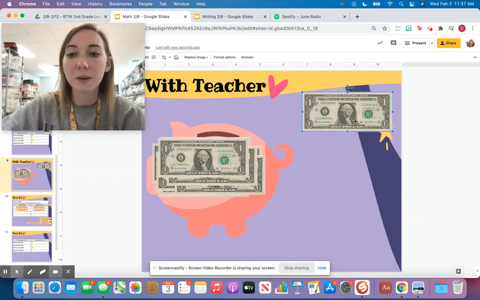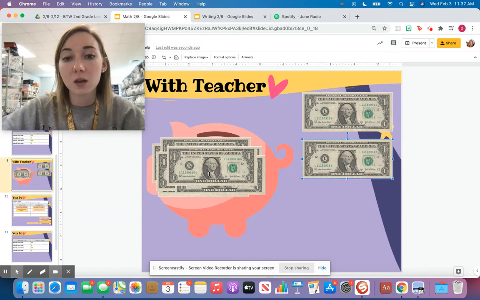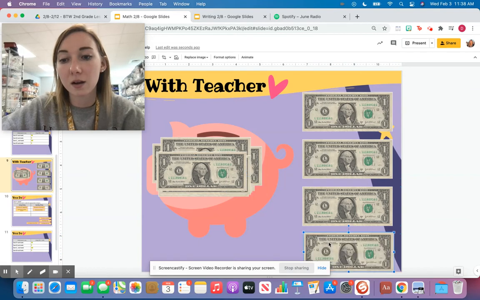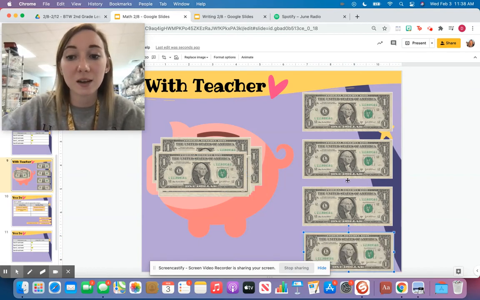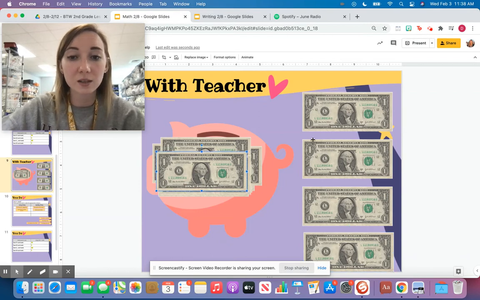So I'm going to start by creating 4 groups. So I have 1, 2, 3, 4. So this will be the stack of money that I saved the first week. This will be the stack of money I saved the second week, the third week, and the 4th week. So I still have money in the bank though. There's still some money over here. So I need to sort it out until there's no money left.